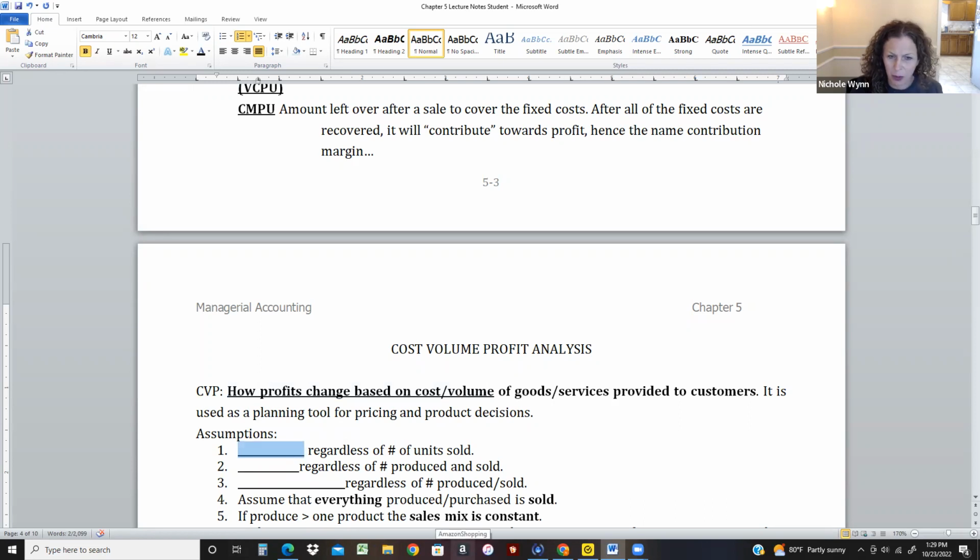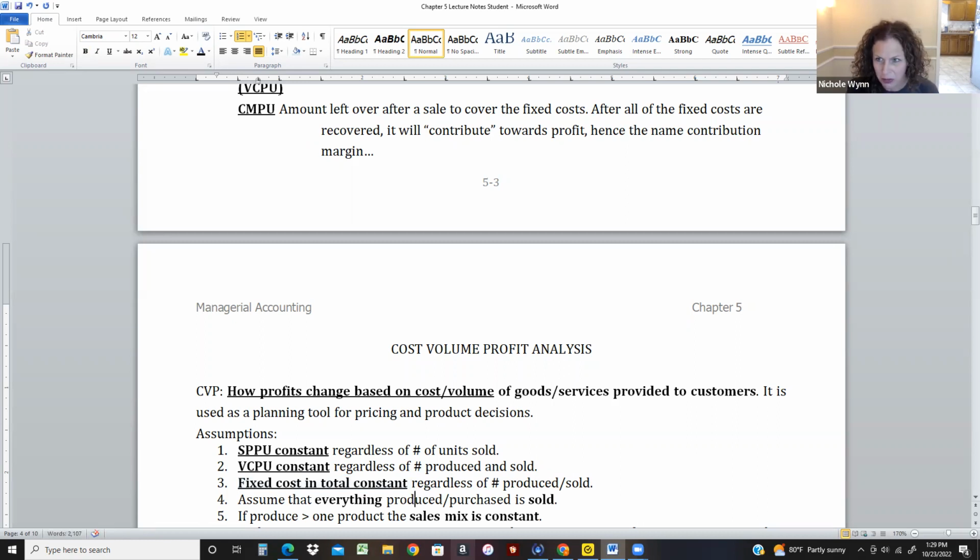So the things that we're going to keep in mind is our SPPU will be constant. So if we sell bikes for 500, we're going to keep that constant while we're doing these calculations for break even. Also, our VCPU is constant. And also our fixed cost in total. Fixed cost in total are constant.